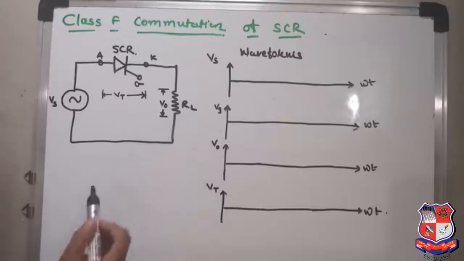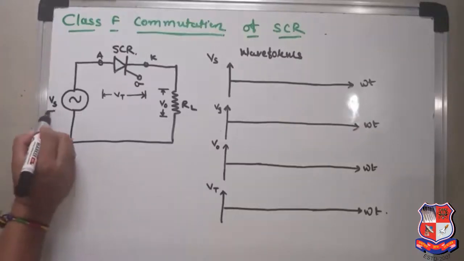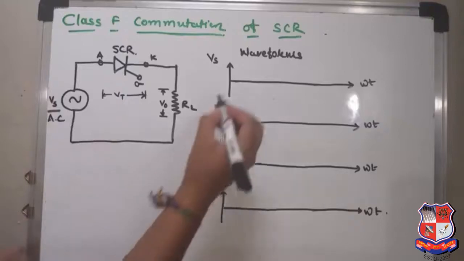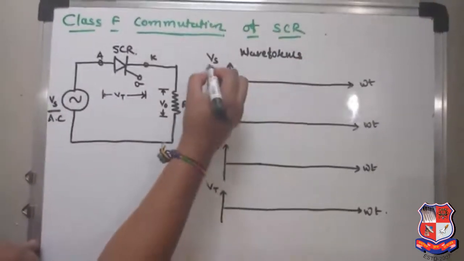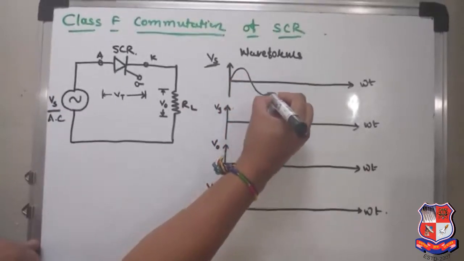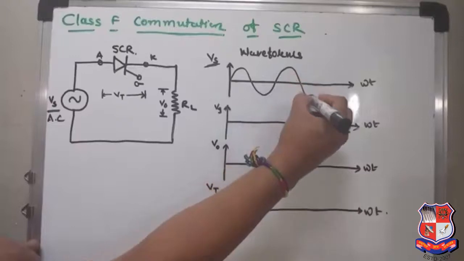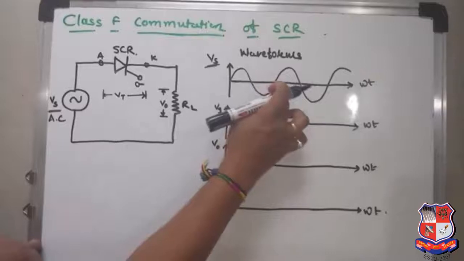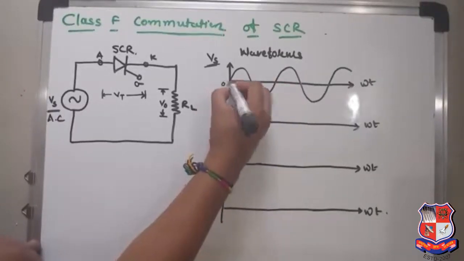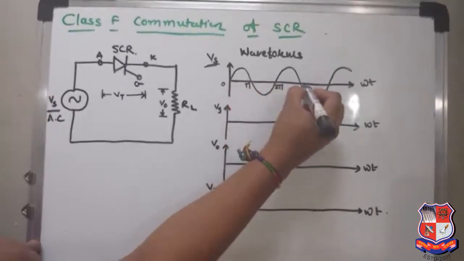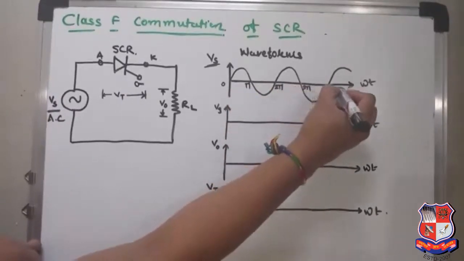Now what will happen? See here, VS is the supply voltage, and the supply voltage is AC, meaning a sinusoidal wave. So for the input supply, here are the waveforms, and VS is the supplied voltage. The waveform will be like this, AC waves. Each cycle contains two half cycles, a positive half cycle and a negative half cycle, and the period of a cycle is 0 to 2 pi. So here pi, then here 3 pi, here 4 pi.